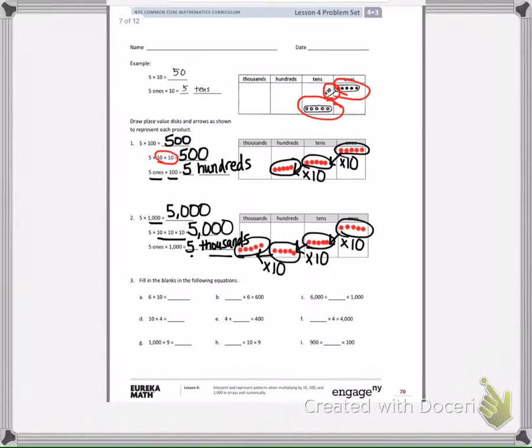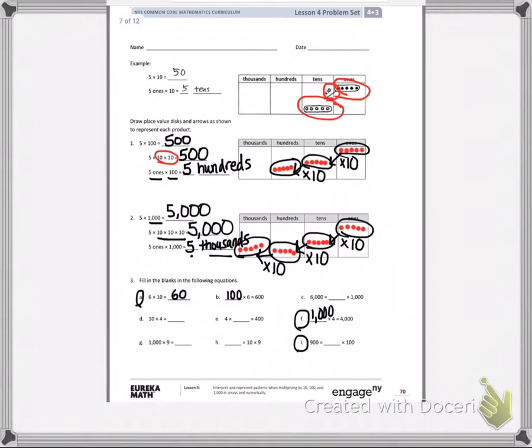Number 3, fill in the blanks in the following equations. Letter A, 6 times 10. I know 6 times 10 equals 60. Letter B, blank times 6 equals 600. I should know that 100 times 6 equals 600. Look at F. What times 4 equals 4,000? I should know that 1,000 times 4 equals 4,000.